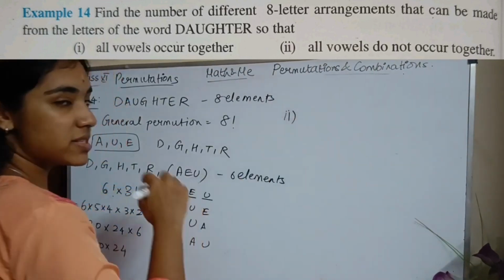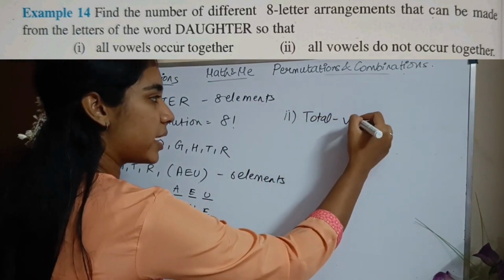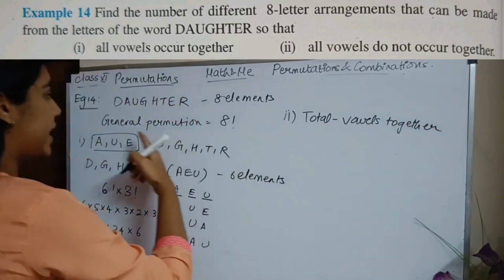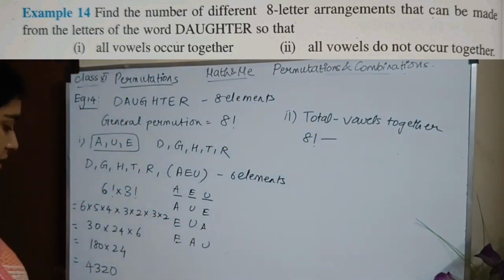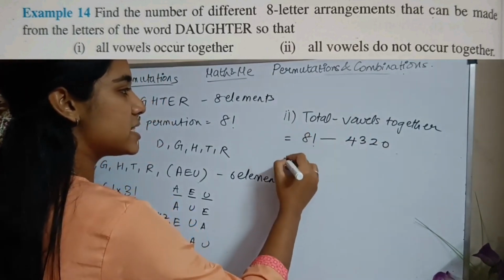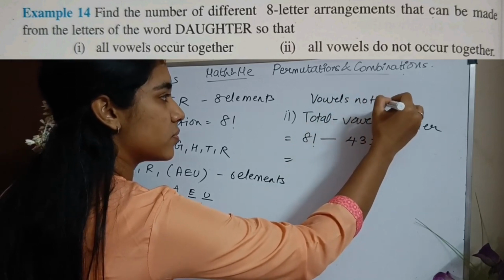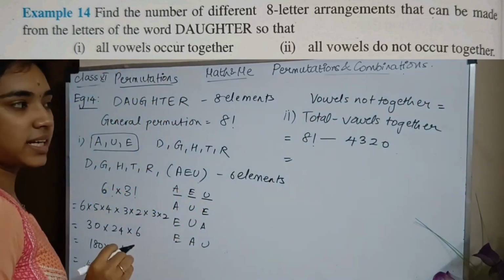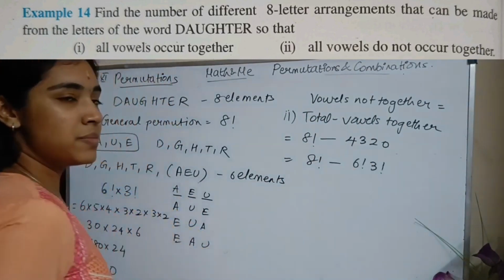If vowels are not placed together, then it will be total minus vowels together. Correct? Total what? 8 factorial. I have 8 factorial in general, minus what did I get when I placed them together? 4, 3, 2, 0. So this is vowels not placed together. Equals the total minus vowels that are placed together. So this is basically 8 factorial minus 6 factorial times 3 factorial.